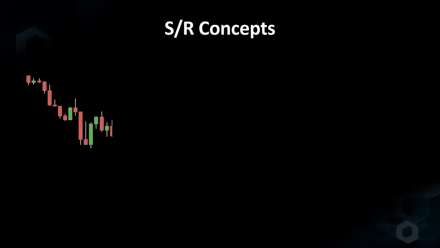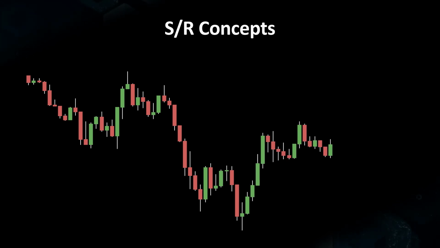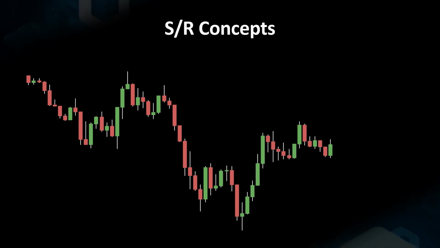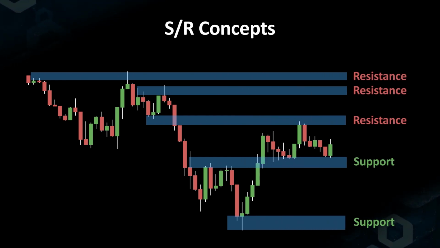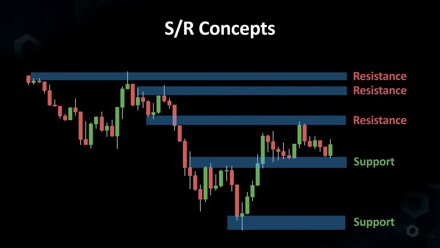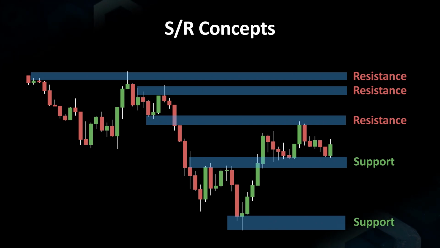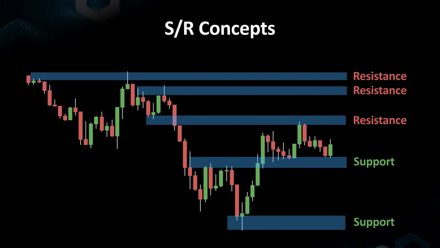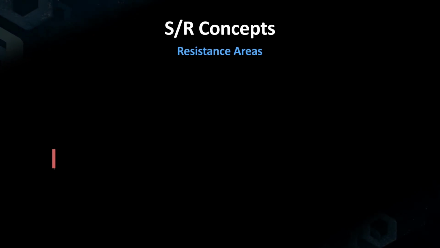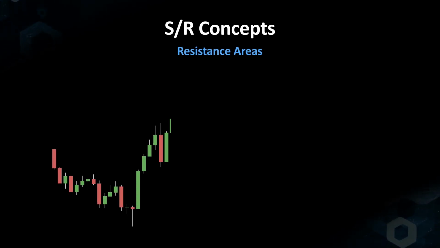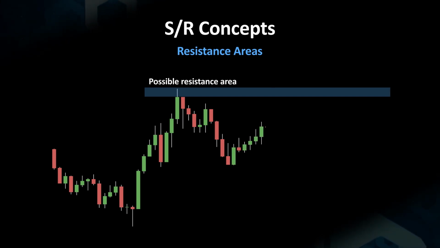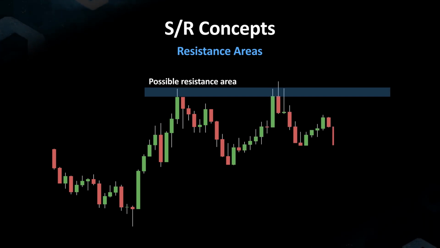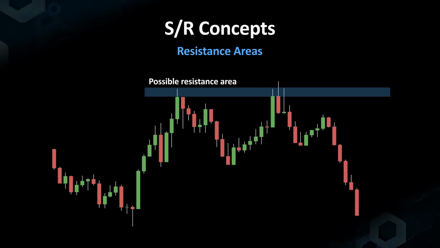Support and resistance levels are key concepts in trading that help us identify areas where buying and selling pressures converge. They are not simply specific price levels, but rather zones or areas on a price chart. Let's dive into understanding support and resistance and their significance in trading. We can identify resistances by observing areas where the price has previously struggled to move higher. When price approaches a resistance zone, it is an indication to be cautious of potential reversals or slowdowns.